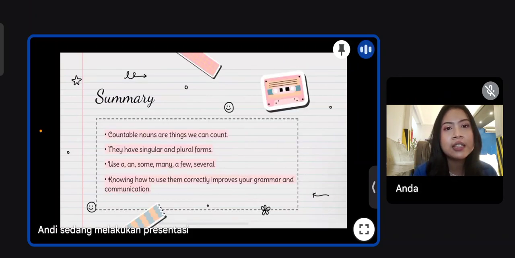Okay, here is the summary of the presentation. The first one is countable nouns are things we can count. The second is they have singular and plural forms. The third is we use a, some, many, a few, and several. And the last is knowing how to use them correctly improves your grammar and communication.